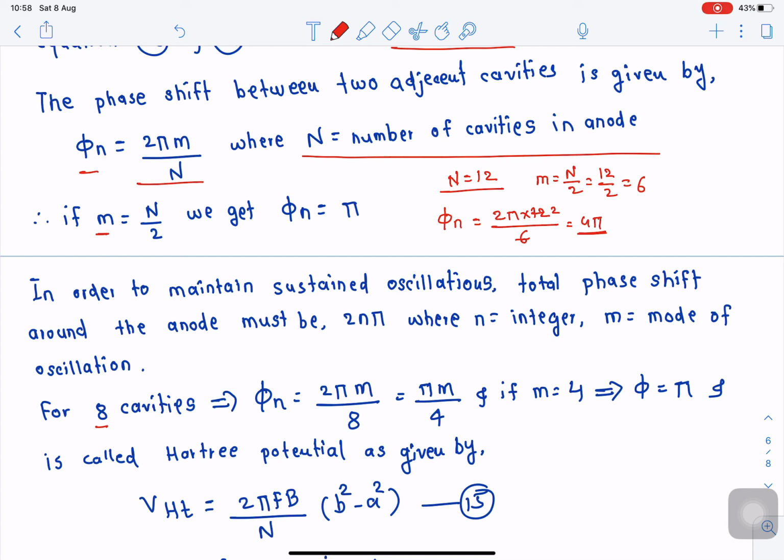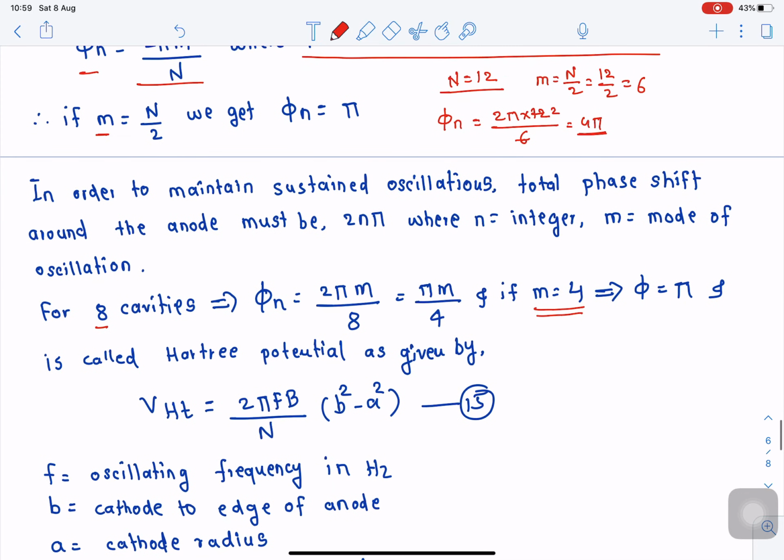In that particular case, we have the equation 2 pi m by n. Here n is indicating the number of cavities, it is 8. So what we get is pi m by 4. If I take m equal to 4, then 4 by 4, the phase shift will be pi. So here if I keep m equal to 4, I will get the adjacent phase shift between the cavities equal to pi, and this particular potential is called the Hartree potential condition.